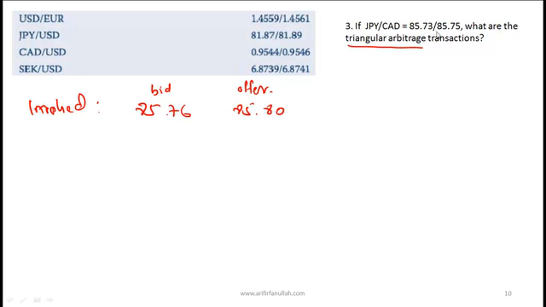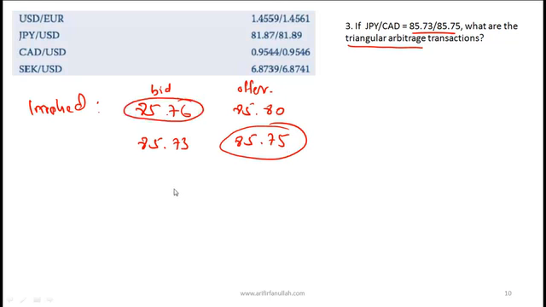Now what about the cross rate being given over here? The cross rate given here is 85.73 and the offer is 85.75. Triangular arbitrage transactions refer to the set of transactions that you can conduct to make an arbitrage profit or a risk-free profit given these rates. Notice that the offer rate over here, 85.75, is lower than the implied bid.